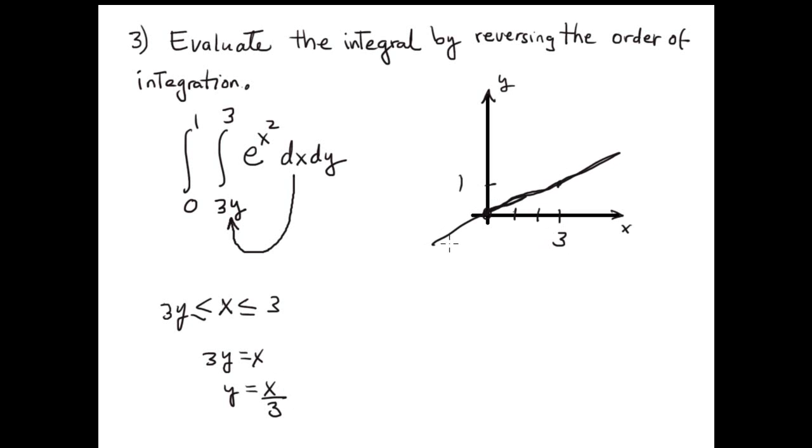This line. The other limit is x equal to 3. It's a vertical line. Therefore, the order of the integration is in this order. So the student or the people who set up this integral did it in this direction. I need to change to this direction. Okay? Let's do it.